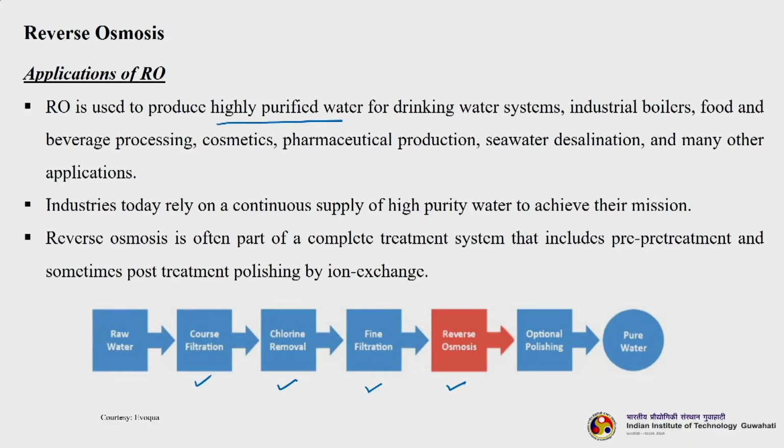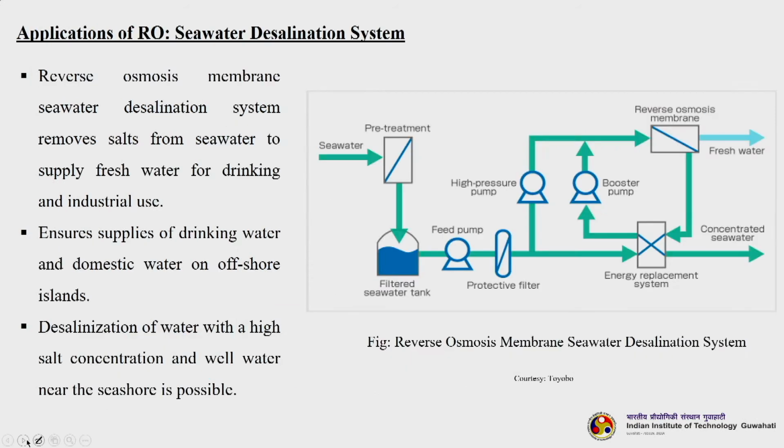Once the chlorine is removed, it goes for fine filtration to remove TDS and other things. Next it goes to the RO system. Once it comes out from the RO system, sometimes certain ions may still be present, so that needs further polishing, usually using ion exchange, or otherwise RO itself produces very high quality pure water. It depends upon what the intended application is.